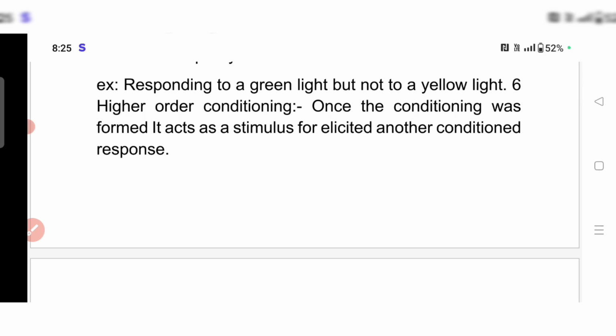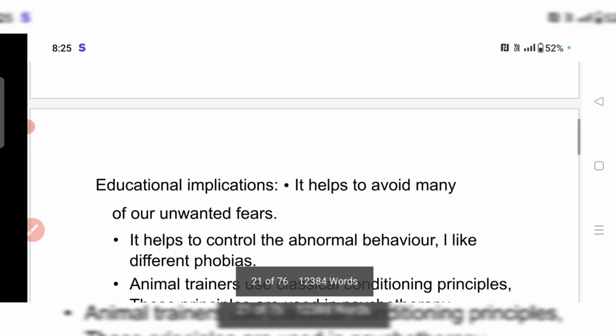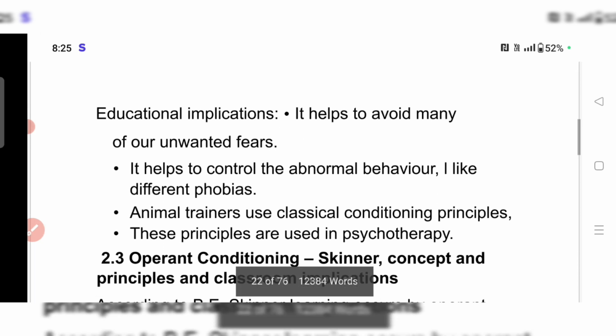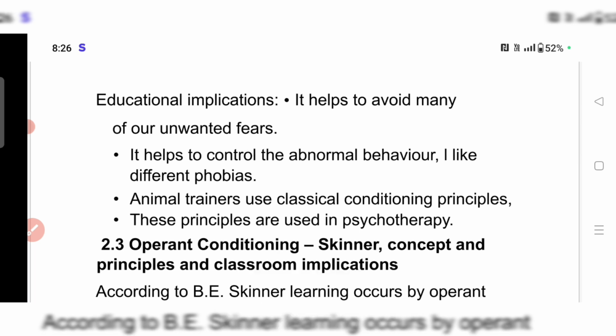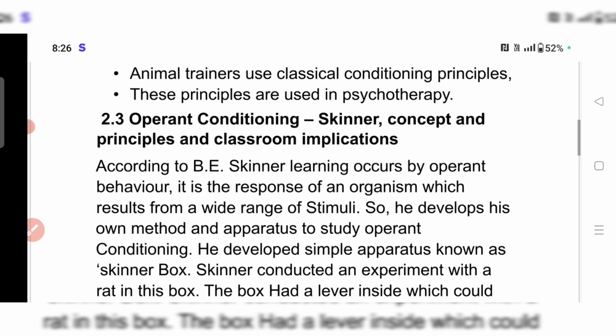The sixth one is higher order conditioning. Once the conditioning is formed, it acts as a stimulus to elicit another conditioned response, right? The educational implications of this are that it helps to avoid many of our unwanted fears and helps to control abnormal behavior, like the different phobias. Animal trainers use classical conditioning principles, and these principles are also used in psychotherapy.